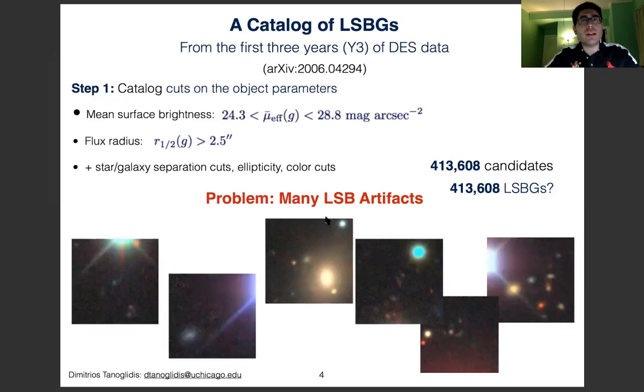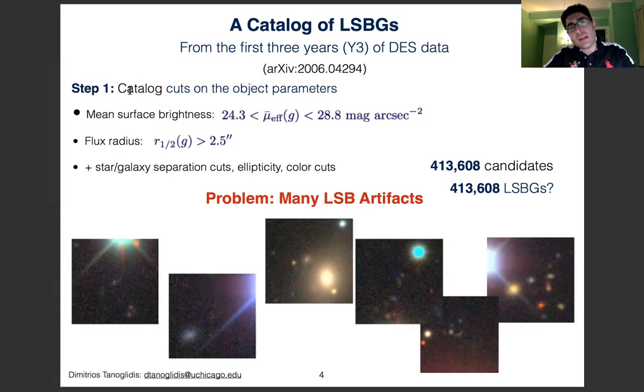I'm going to present a catalog of low surface brightness galaxies from the first 3 years of observations, the data that we recently discovered and analyzed. By showing you the 3 main steps, I will present first of all the challenges associated with discovering low surface brightness galaxies, which motivate the need for using deep learning. But also I will present the sample that I'm going to use as a training set for training deep learning models.